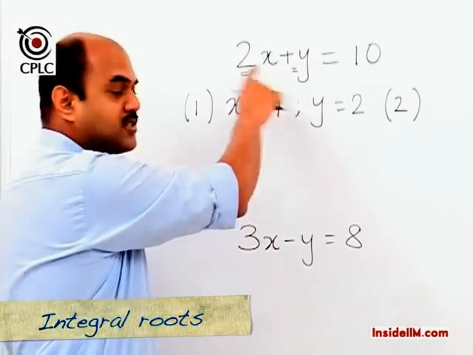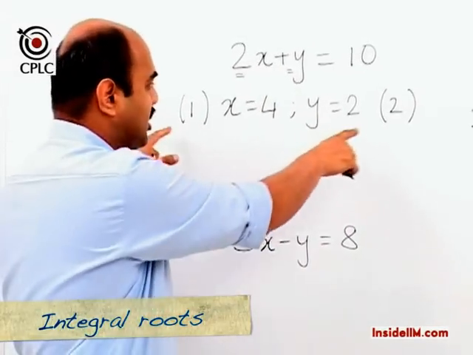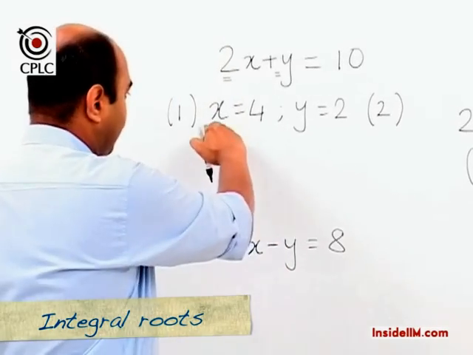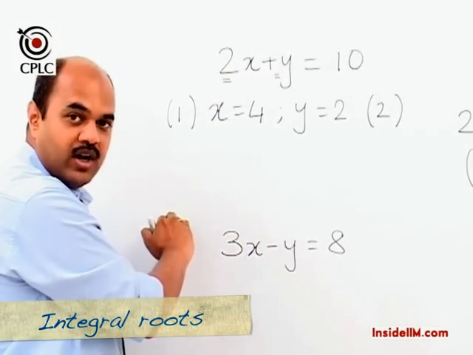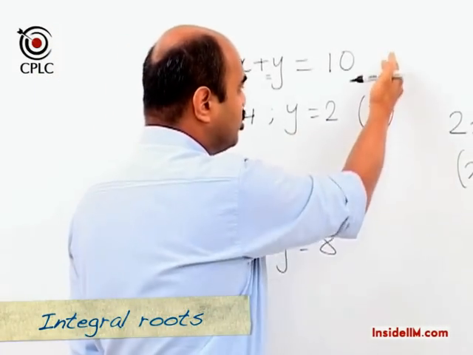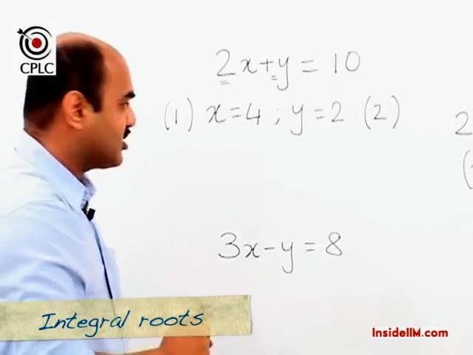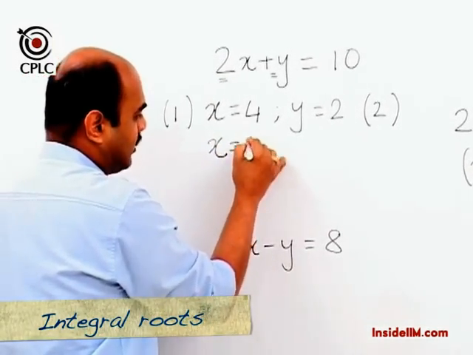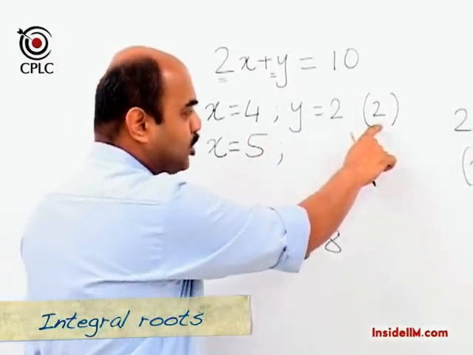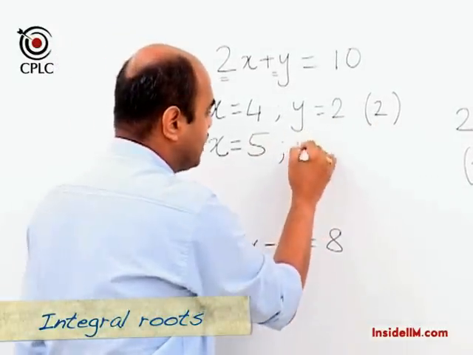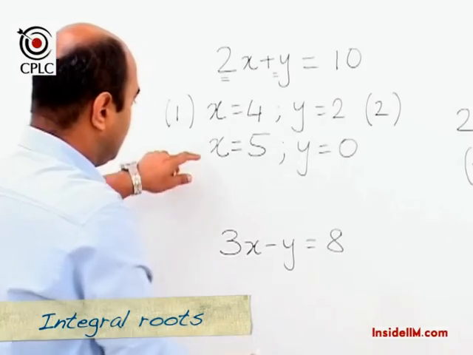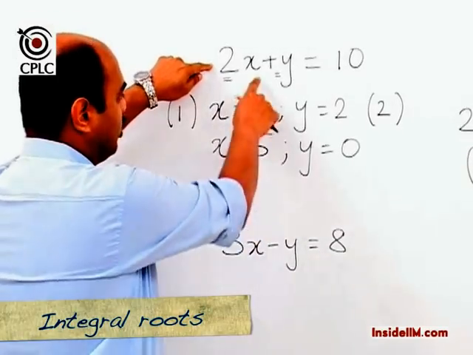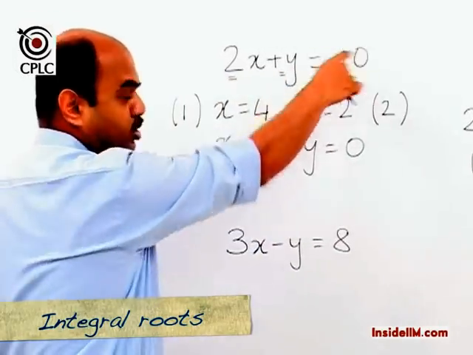And if there is a plus sign in between, then these changes would have an opposite effect. What does it mean? If x increases by 1, then y would reduce by 2. So let's check this out. If x increases by 1, which means if x becomes 5, y should reduce by 2, which means it should become 0. If we check, does this satisfy the given equation? When you put x equal to 5, you get 10 plus 0 equal to 10.